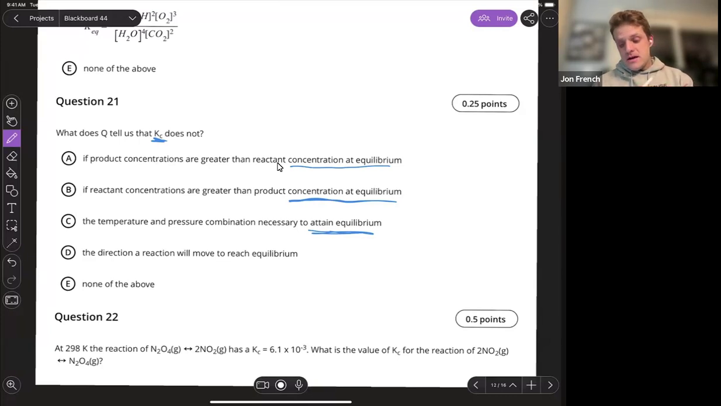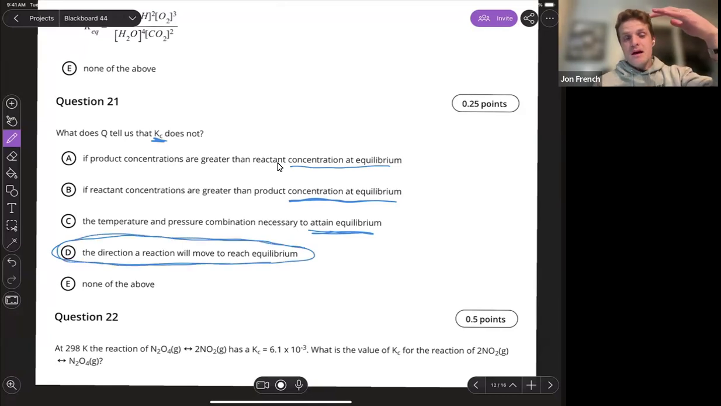But D, right, Q tells us the direction. What direction? We just saw that from the previous question. When Q is greater than K, the reaction is going to move to the left to get to equilibrium. And so that's what Q tells us: the direction a reaction will move to reach equilibrium.